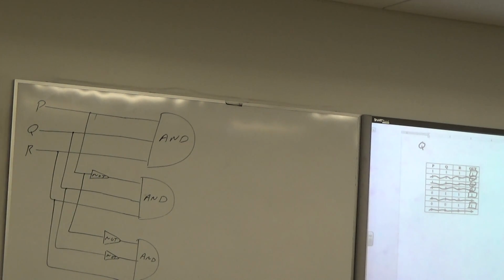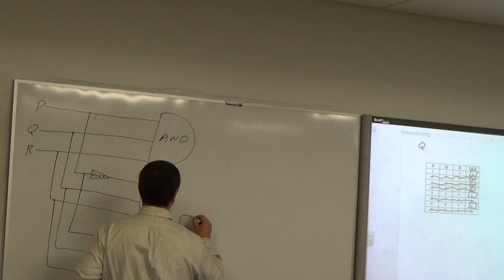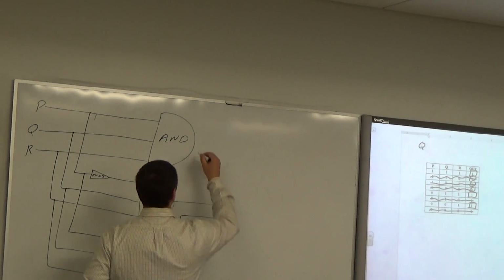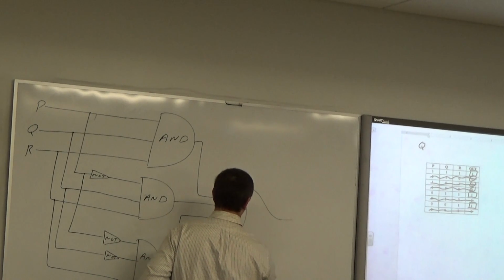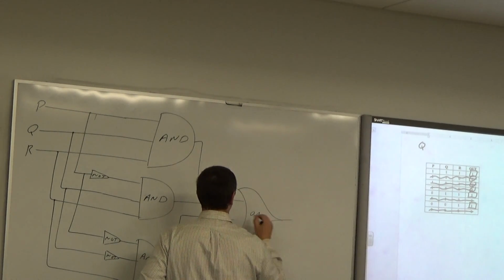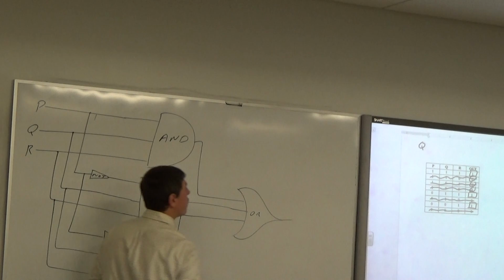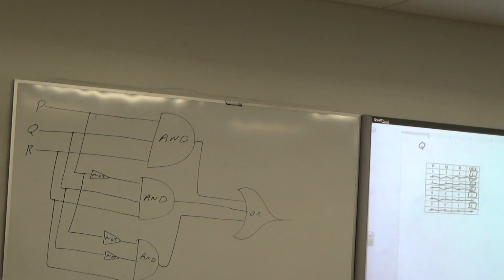The last thing we're going to do is we're going to connect all three of those subcomponents into one big old circuit. So this, and this. And we get it. Because it's either the first one, or the fifth one, or the seventh one. Okay? There's no way they can happen at the same time.